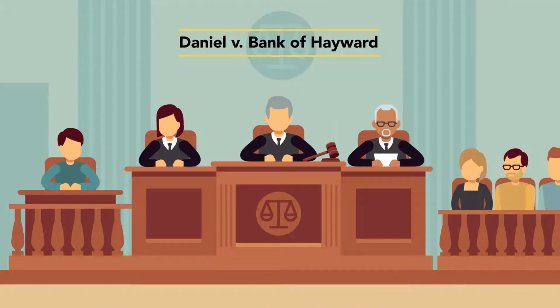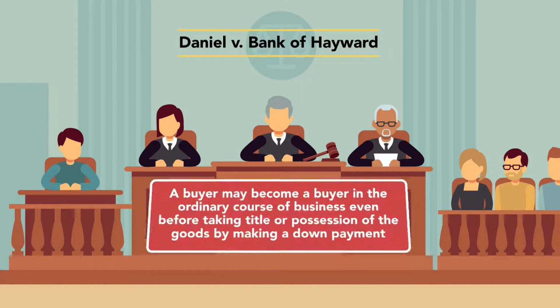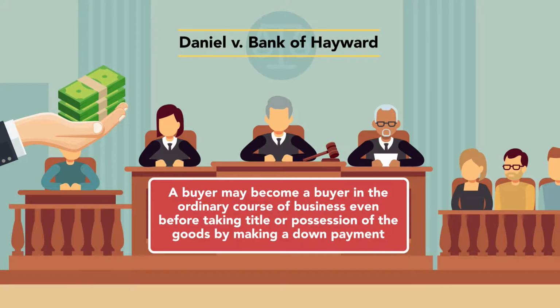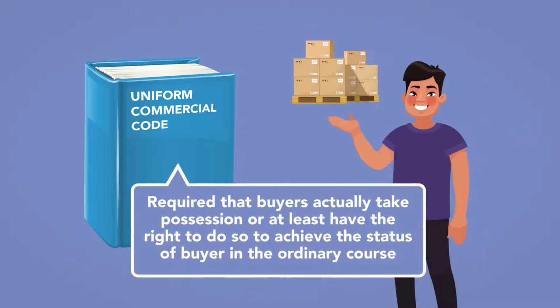In a 1988 case, Daniel v. Bank of Hayward, a Wisconsin court held that the buyer may become a buyer in the ordinary course of business even before taking title or possession of the goods by making a down payment. However, a subsequent revision to the UCC required that buyers actually take possession or at least have the right to do so to achieve the status of a buyer in the ordinary course.